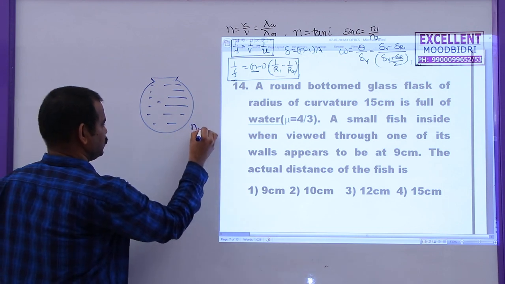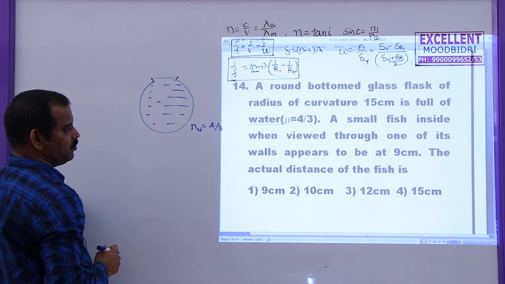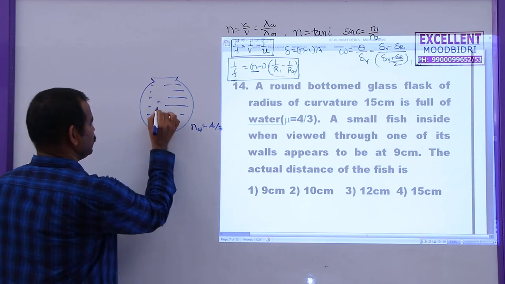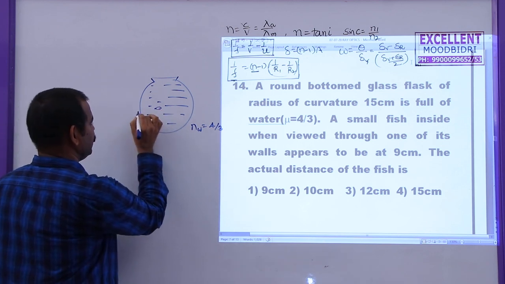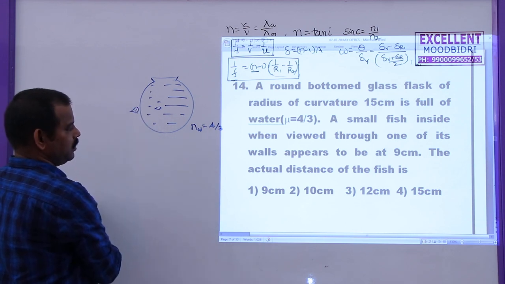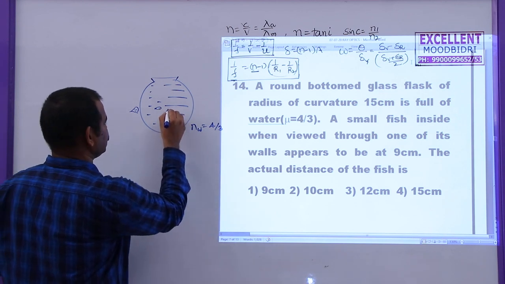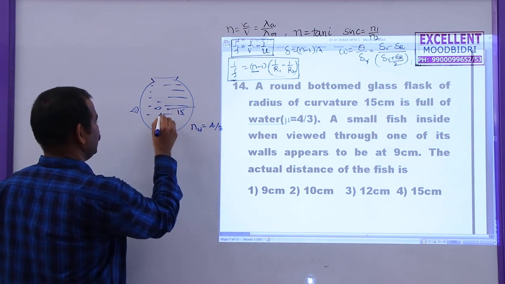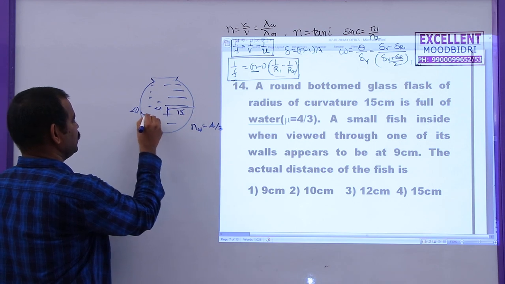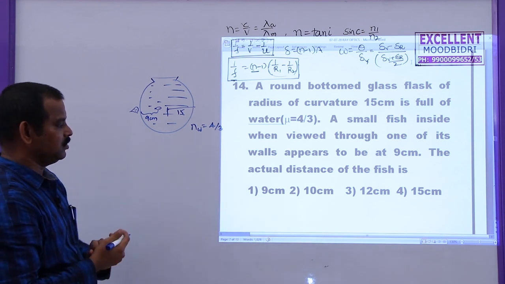Refractive index of water is equal to 4 by 3. A small fish is inside, and when viewed through one of its walls, it appeared at a 9 centimeter distance. The radius of curvature is 15. So here this is also 15. This fish appears at a distance of 9 centimeters. What is the actual distance of this fish?